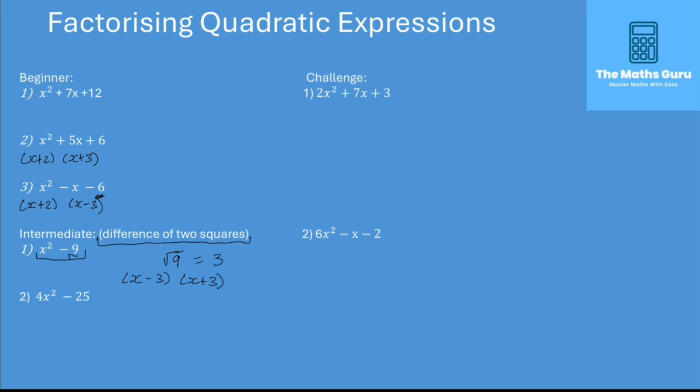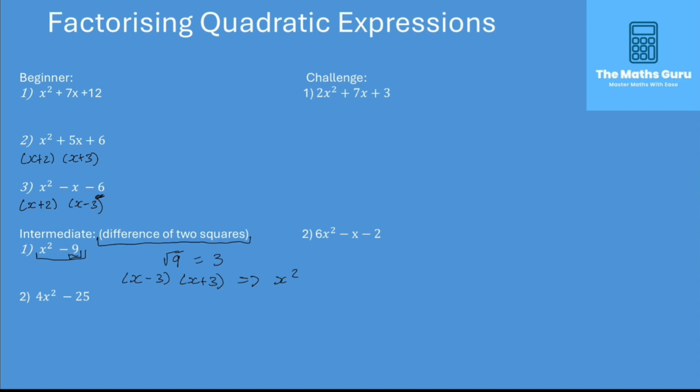We always look at the last term here, square root it, and then plug in the plus and minus versions of it in the two brackets separately. So if we were to expand this just for proof's sake, we look at our first terms, we get x squared.